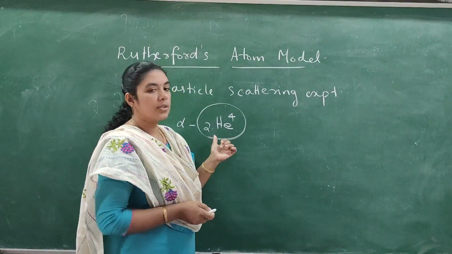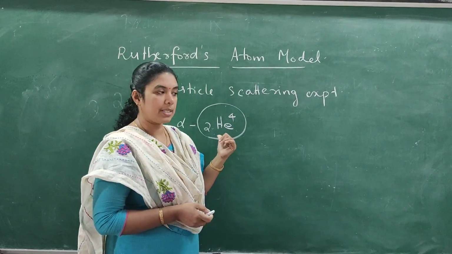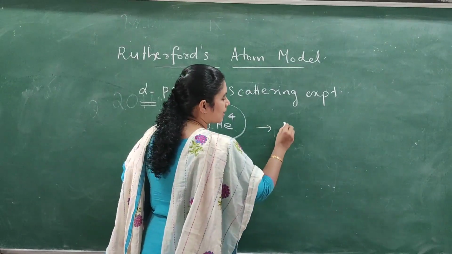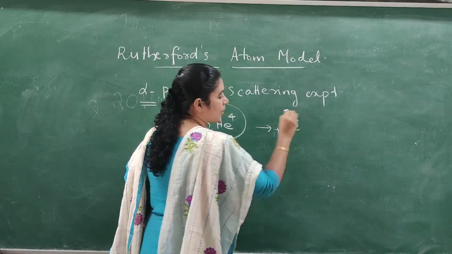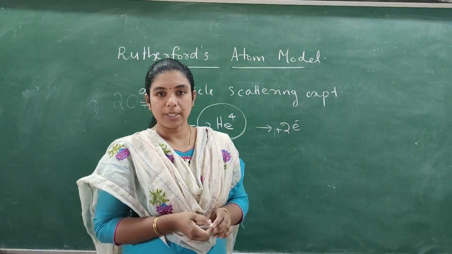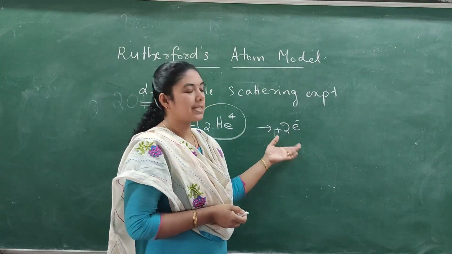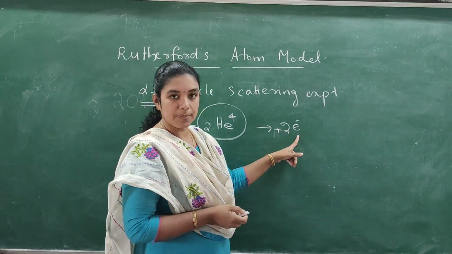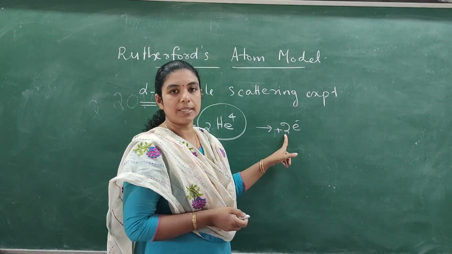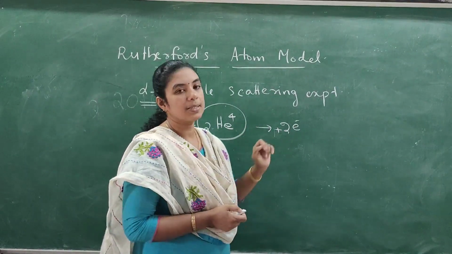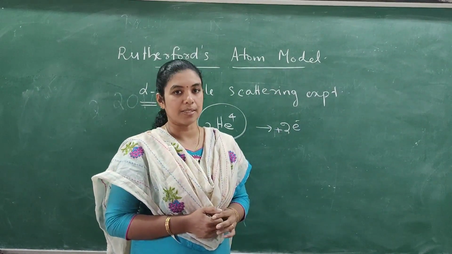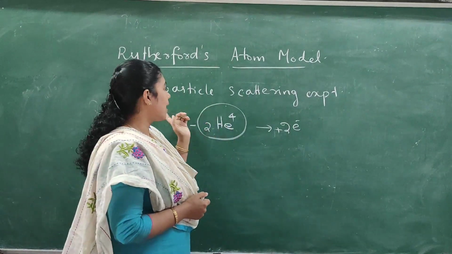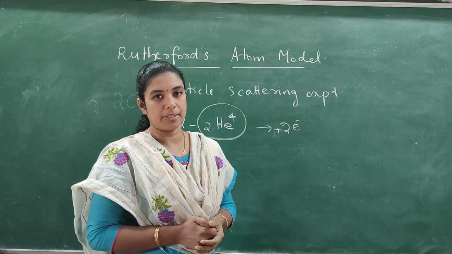So it has a 2 proton charge, it is a positively charged particle, and the charge of the helium nucleus is a +2 electronic charge, because we know that the charge of a proton is the same as the charge of an electron. So 2 protonic charge means the charge of the alpha particle is +2 electronic charge. Rutherford used this alpha particle in his experiment.